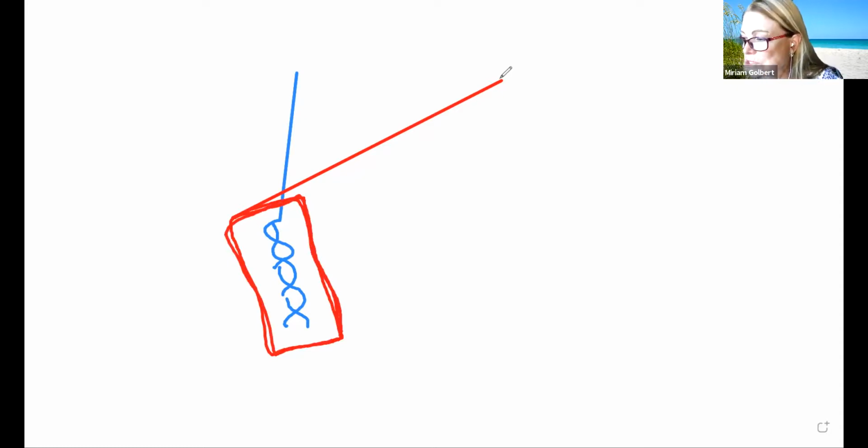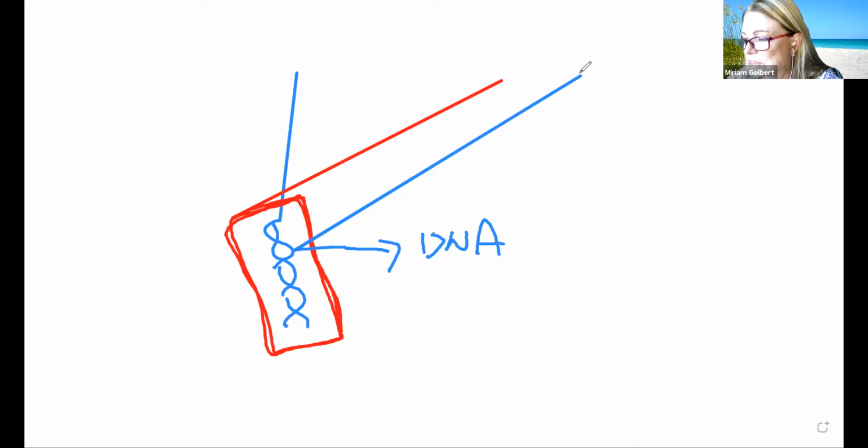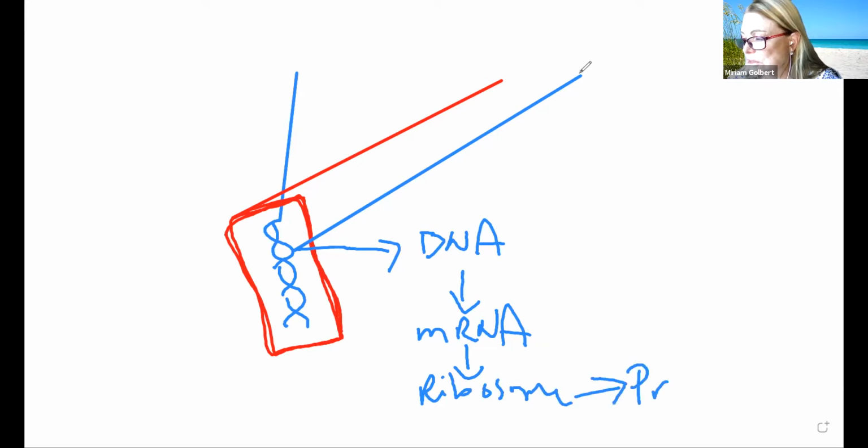So in order for us to make protein, you have to get the message from the DNA, a little piece, right? Then we make the messenger RNA, and then the ribosome makes the protein. Now the protein can be used inside your own cells or is secreted out.